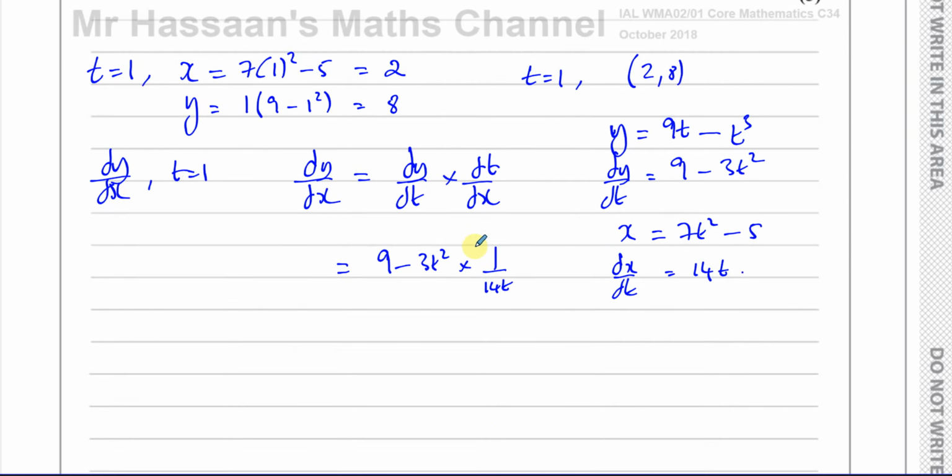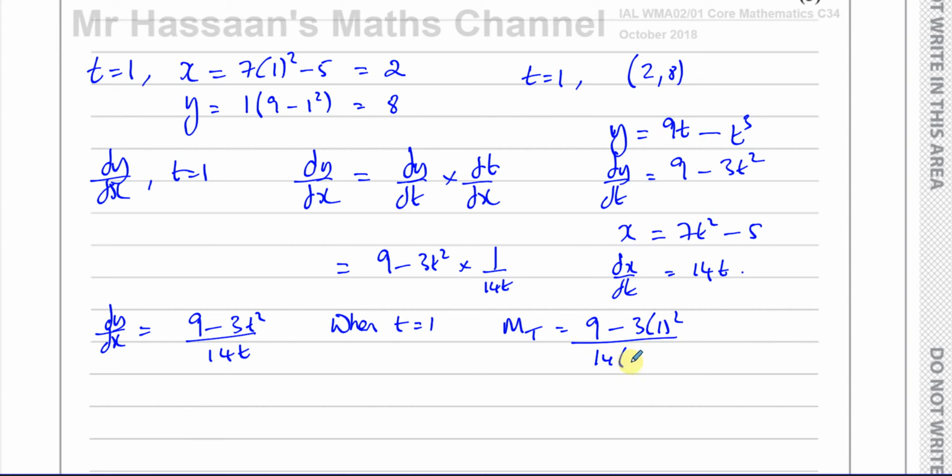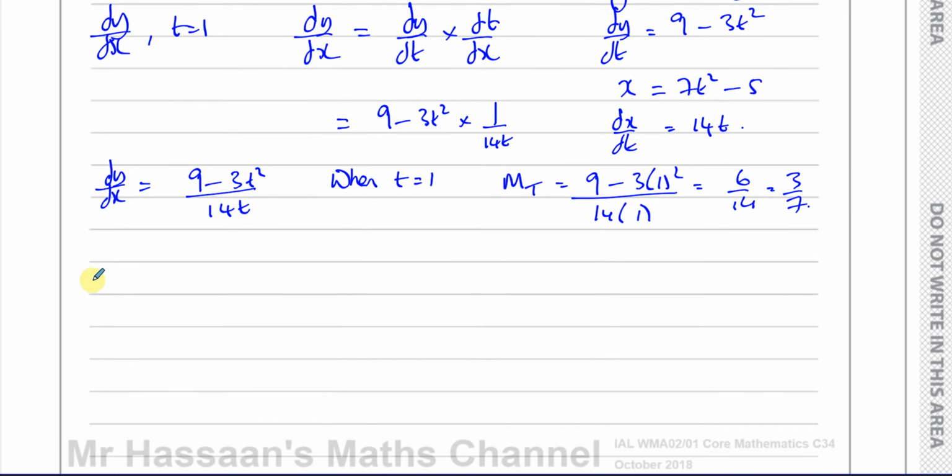Okay, so we can say that dy/dx, therefore, the expression for the gradient of this function is (9 minus 3t squared) over 14t. So we know that when t equals 1, the gradient of the tangent is given by putting t equals 1 into here: 9 minus 3 times 1 squared over 14 times 1, which is 6 over 14, which is 3 over 7. So now we have the point, which is (2, 8), and we have the gradient of the line, which is 3/7.